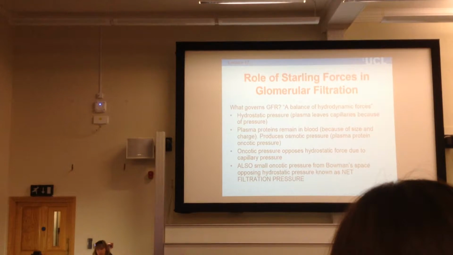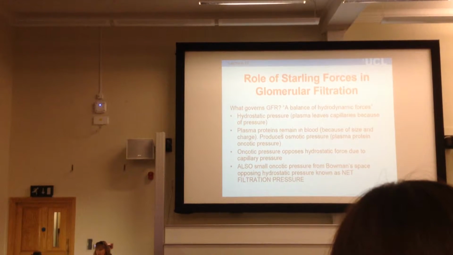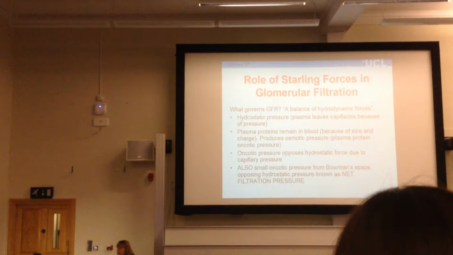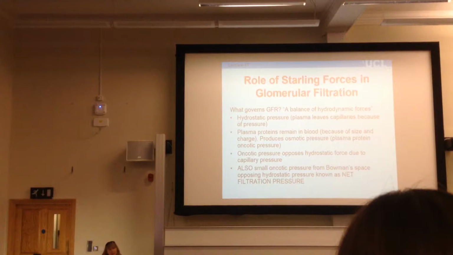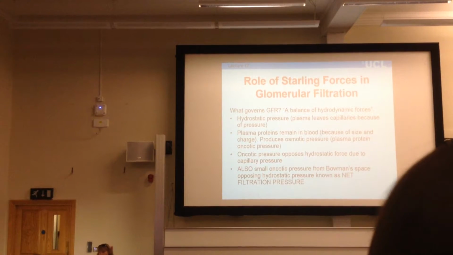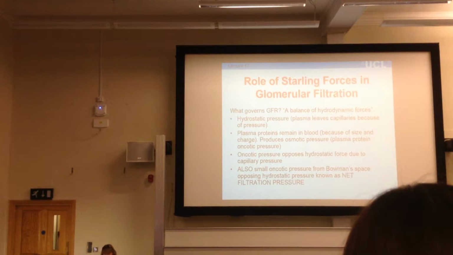Now, because of the filtration barrier, the proteins remain in the blood, and this causes a different pressure. This produces an osmotic pressure, more clearly defined as the plasma protein oncotic pressure. They all mean the same thing. They're an osmotic pressure driven by the protein that's left in the plasma not being present in tubular fluid, because that pressure will then drag fluid back from the Bowman's capsule back into the capillaries, where it can balance between the protein components. So the oncotic pressure goes in the other direction to the hydrostatic pressure.